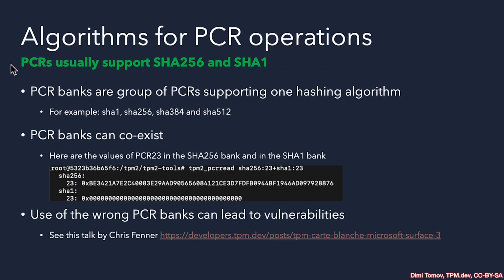As we already covered, PCRs support different digest algorithms depending on what the TPM supports. If a TPM supports SHA-512, then the PCRs should also support that. Usually, what we have as a minimum is SHA-1 and SHA-256, but of course, SHA-384 and SHA-512 are also becoming widely available nowadays. And the PCR banks coexist.